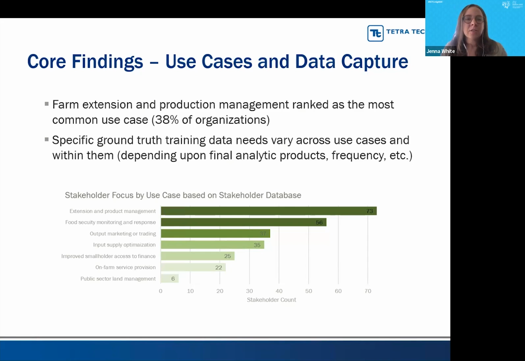Thanks, everyone. So again, 38% of organizations mentioned this farm extension and production management is the most common use case. And then you can see the others flowing down from there. But what this really tells us is that we have a variety of data needs. So of course, the ground truth data training needs are going to vary across these use cases. And so what we're trying to gauge is, where is the network in terms of preferences? What are people most interested in? And again, another plug for adding yourself to the database so that your preferences can be captured when we repeat the surveying process.